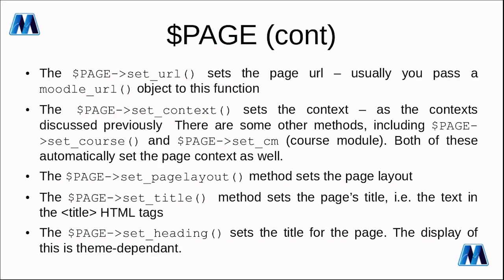So there are some methods like set course and set CM, which will automatically set the context for you if you use those. Okay, the page layout method, I'm not quite sure what happens if you don't define it. I think it just uses the default page layout or the standard page layout, but you can set the page layout for the page. You then set the page's title. That's the title that will appear in the title tags, and the heading, which sets the heading for the page, and that is theme dependent. Some themes don't actually display the headings as such.